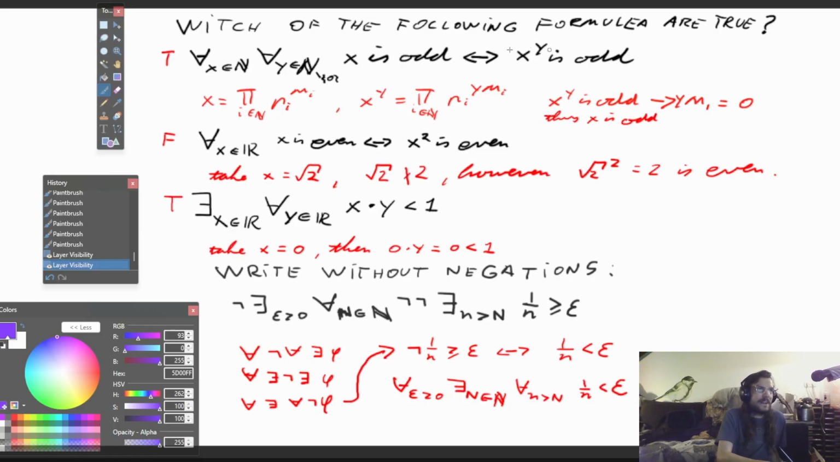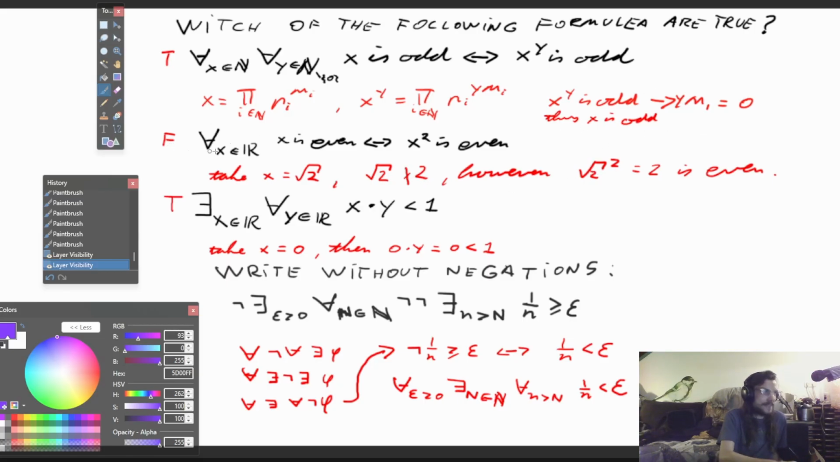But the argument with prime factorization holds just as well for any random x to the power y, as long as it's a natural number. All of these are natural numbers, so this factorization holds up nicely, since y times m1 is 0 if it's odd, and y is not 0, m has to be 0, m1. And if m1 is 0, then x is odd. And the exact same argumentation works the other way around.